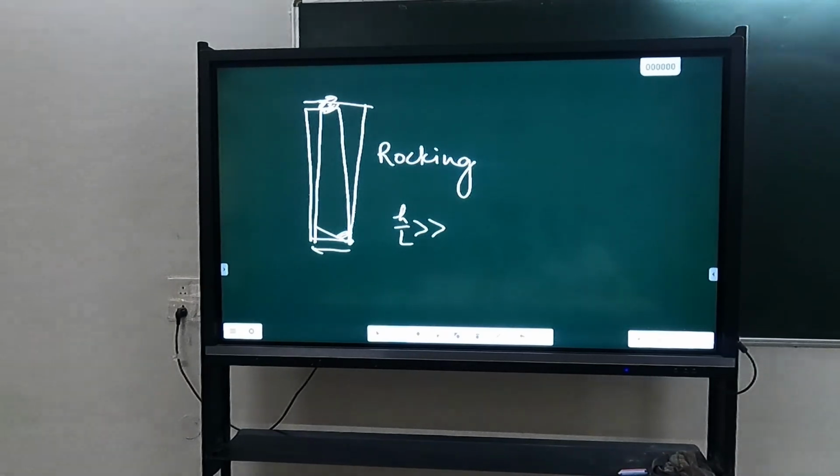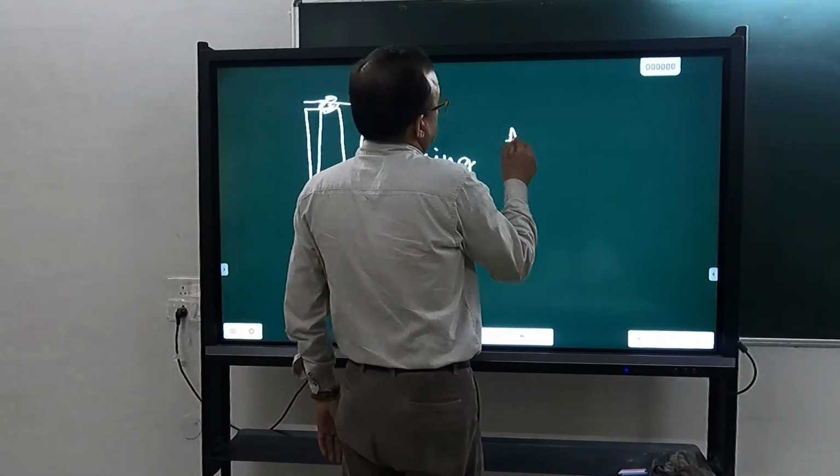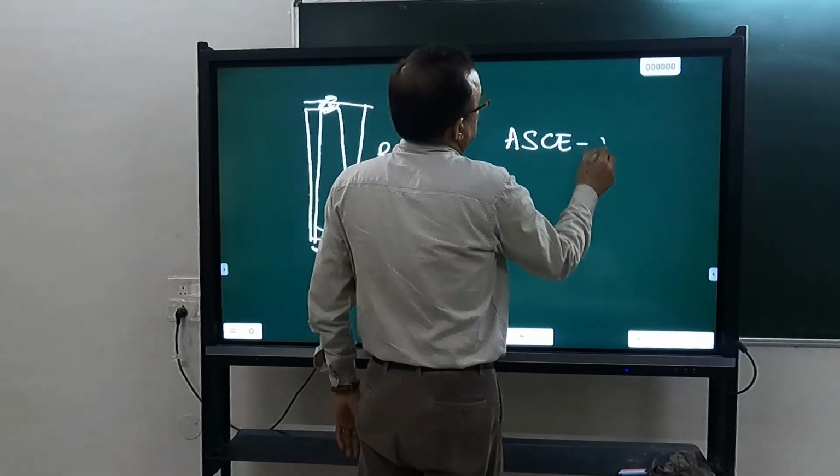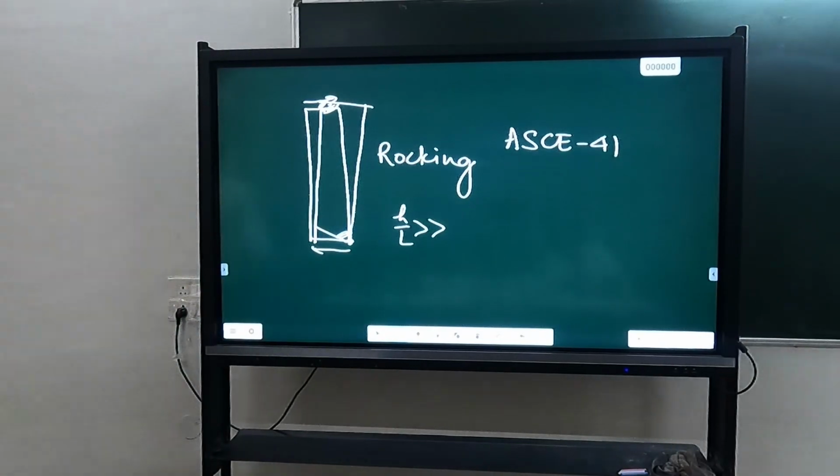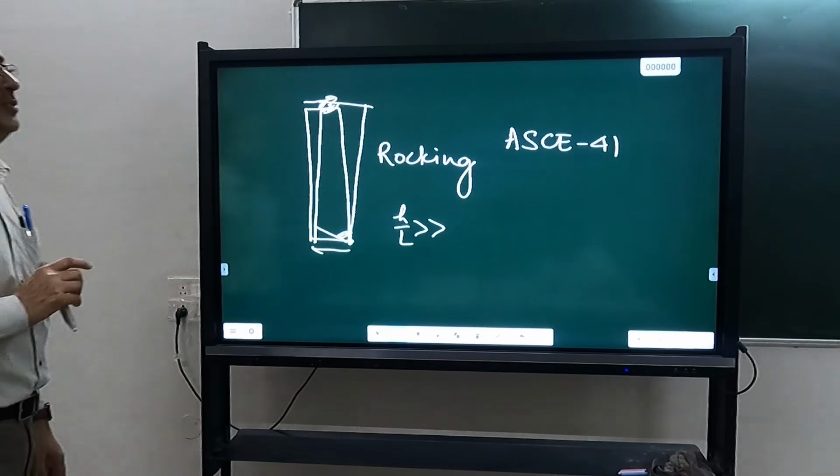Then rocking failure. You look at ASC 41. The chapter numbers have changed now, I do not remember, but you can look at the masonry chapter there. There, the expressions, the formulae for calculation of capacity in shear and rocking are given. Ductility in shear and rocking is also given. Okay, so please look in ASC 41.